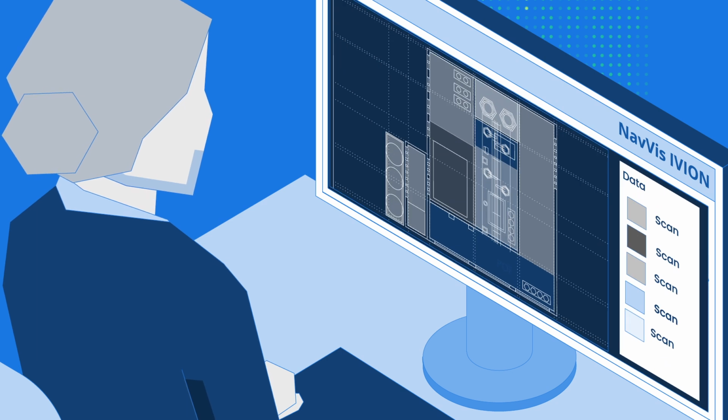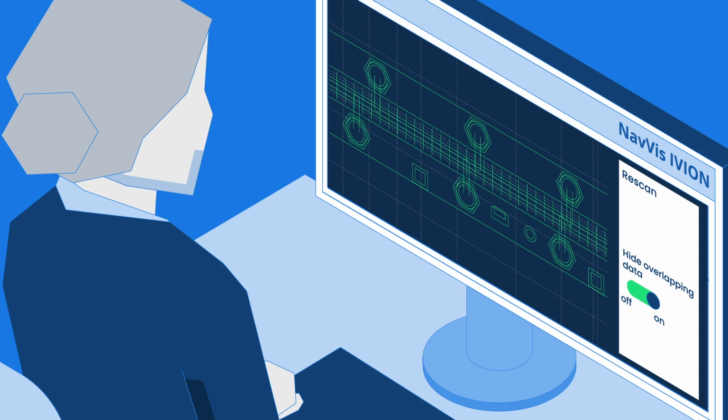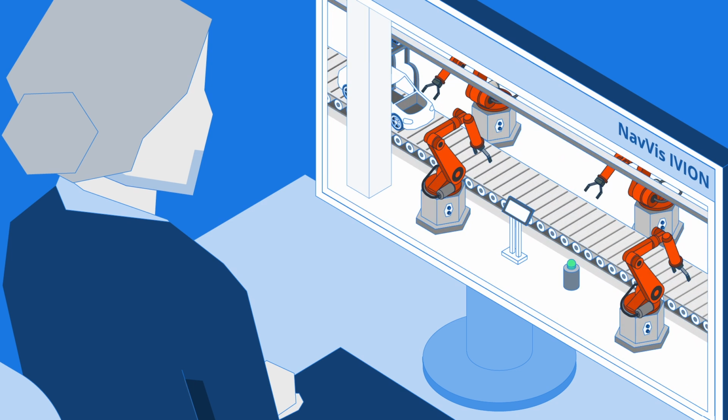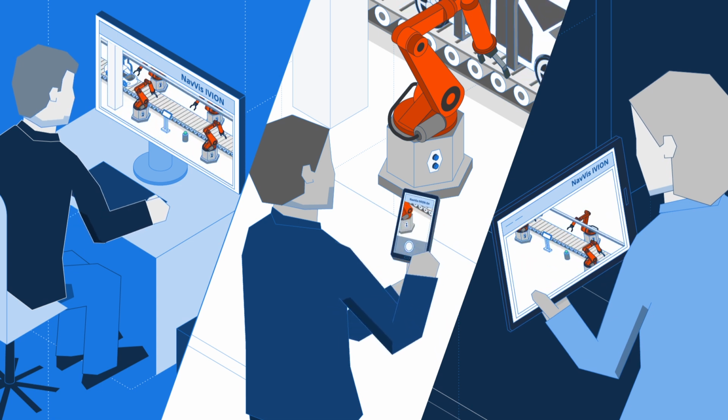Proprietary algorithms select data based on the date of the scan, the distance from the scanner, and the density of the point cloud, ensuring that only the best quality data from overlapping data sets is shown. Your updated facilities are then made available for publishing and are ready to work with in our cloud-based spatial data platform, Navis Ivion.